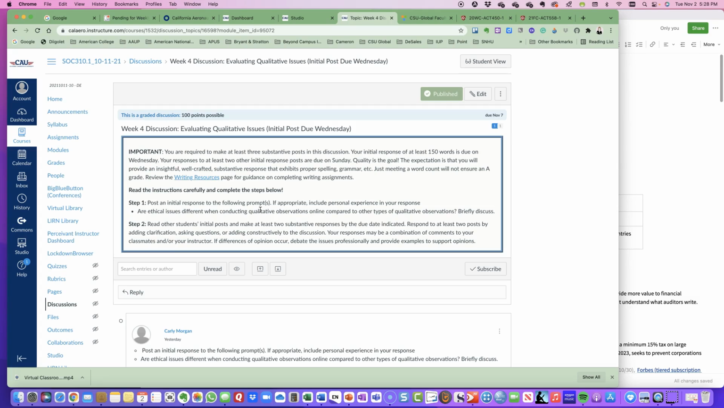This is a 2-step discussion post, right? So the first step is you're going to provide an initial response to the following prompt. And always try to, if you have any personal experience with it, I would welcome that. Not only does it help you meet your word count, but it also gets us all to know each other better. So are ethical issues different when you are conducting qualitative observations online compared to other types of qualitative observations?